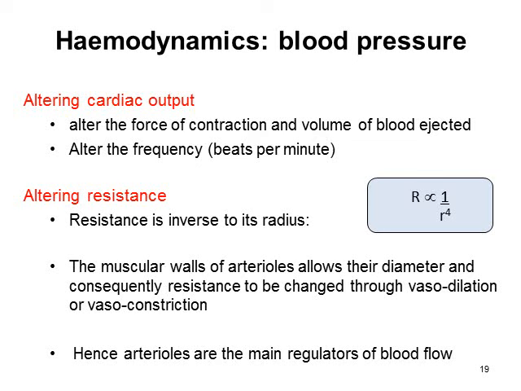Alternatively, we could alter the resistance. Remember that resistance is inverse to the radius. So the muscular walls of the arterioles allow their diameter, and consequently resistance, to be changed through vasodilation and vasoconstriction. This allows us to target these vessels to either increase or decrease blood pressure as we need to by altering the resistance. This is why we refer to arterioles as resistance vessels, and these are the main regulators of blood flow.